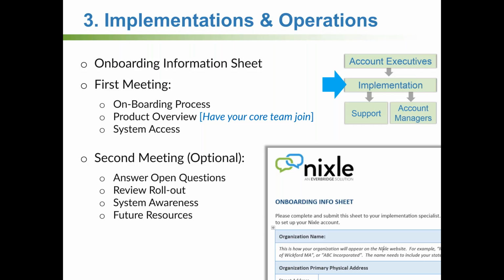You'll all be on the same page. You'll all understand how to use the system. And then immediately after that first training session, you'll be able to begin brainstorming: what are some ways we can utilize this system? So that's that first meeting.